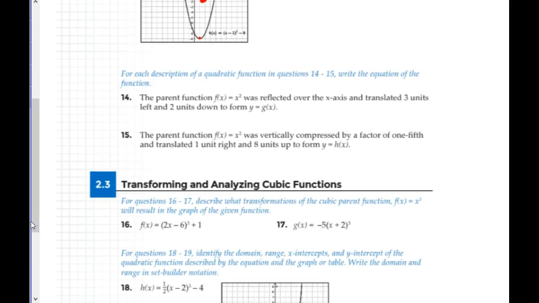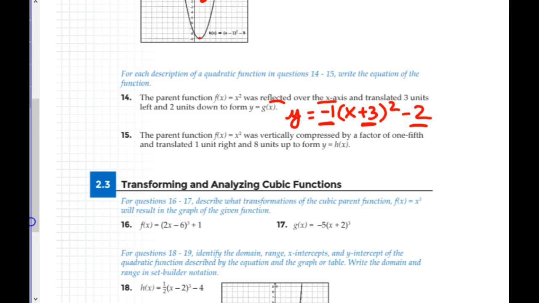Parent function x squared was reflected over the x-axis and translated 3 units left and 2 units down from y equals g(x). So reflecting over x is when you have a negative a, so y equals -1 times x, translated 3 left, so that's (x + 3) squared, 2 units down, -2. Reflect over x, 3 to the left, and 2 down. That's it.